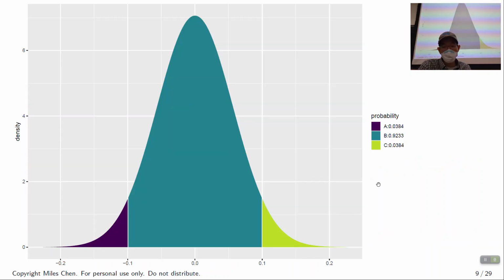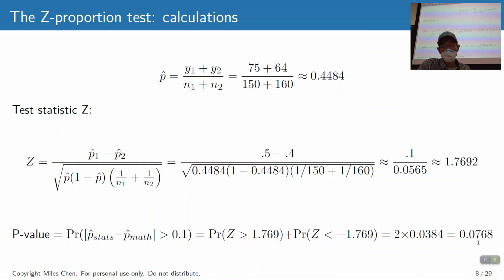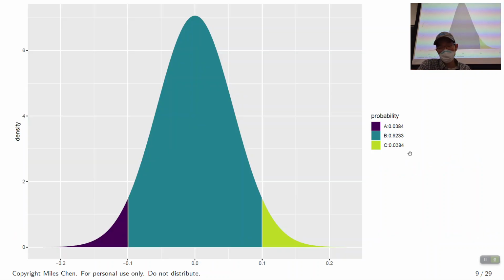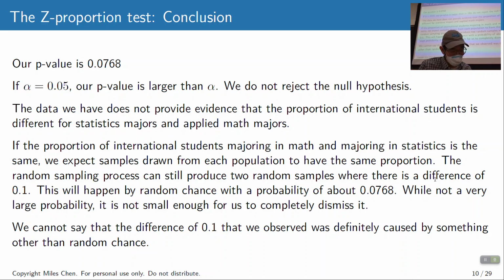This is the diagram that we get. If we assume the null hypothesis is true, we expect p hat 1 versus p hat 2 to have a difference of 0. What we got was a difference of 0.1, and we want to know how often that happens. So 0.1 or greater has an area of around 0.038. Negative 0.1 or more negative also has an area of 0.038. When you add those two together, you get 0.0768. So you get a p-value of around 7 to 8%.